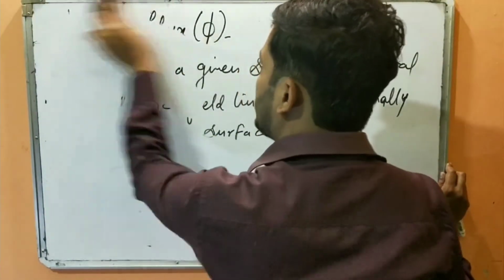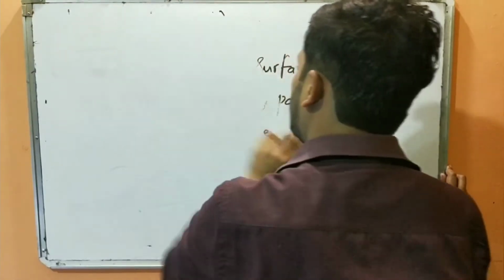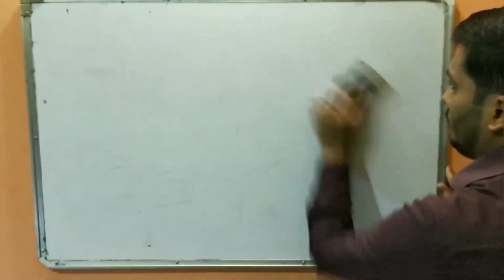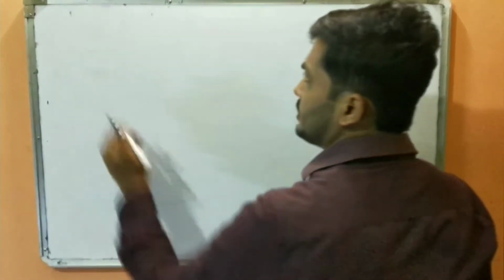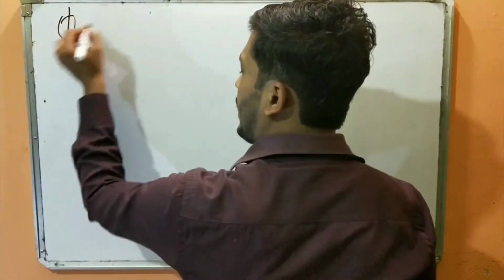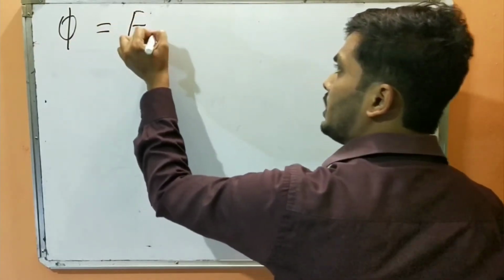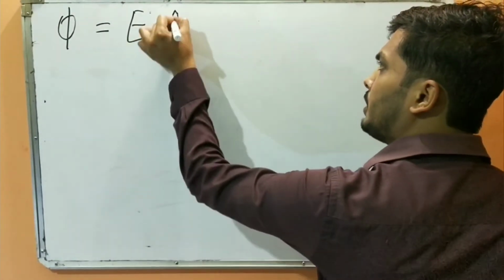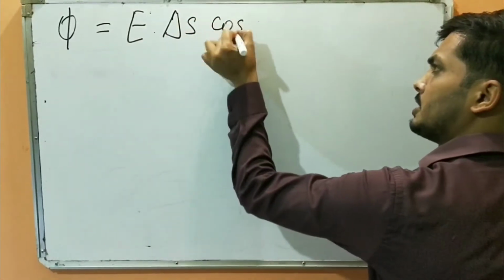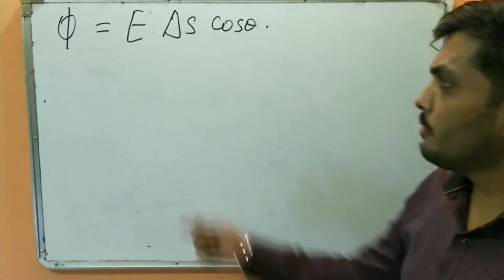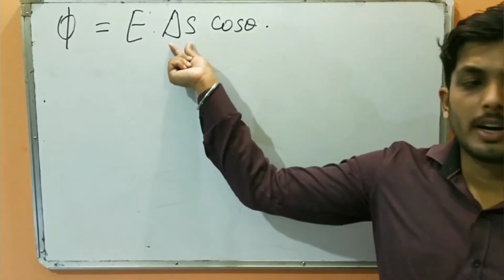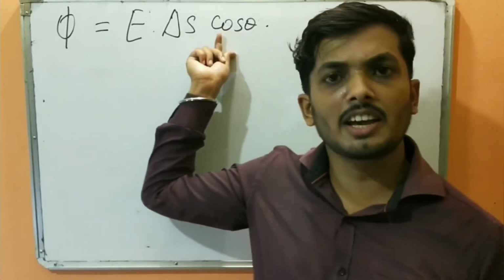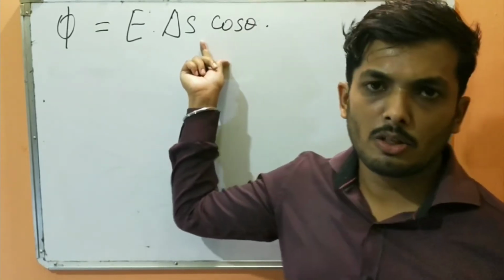So electric flux is denoted by phi. Can you tell me what is the SI unit of electric flux? So students, flux is denoted by phi, and phi is calculated as the total number of electric field lines passing normally to the given surface, E ΔS cos theta, where E is the electric field, ΔS is the given surface area, and theta is the angle between the electric field and the normal.